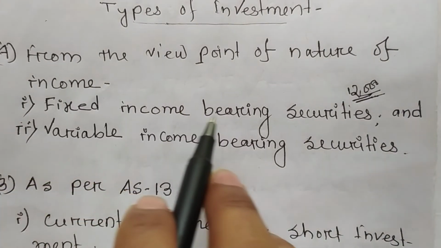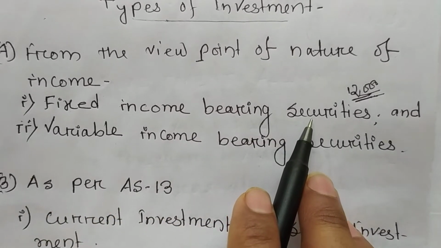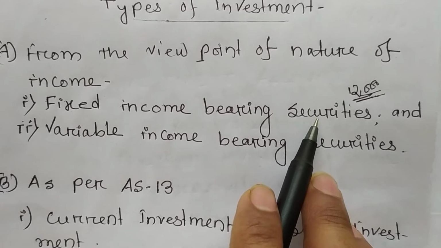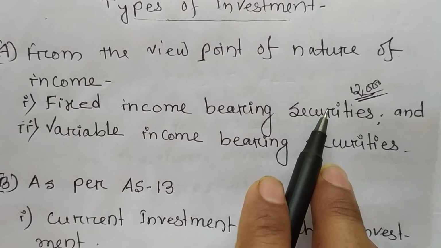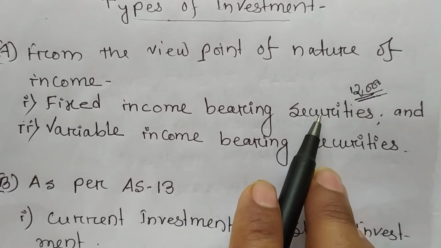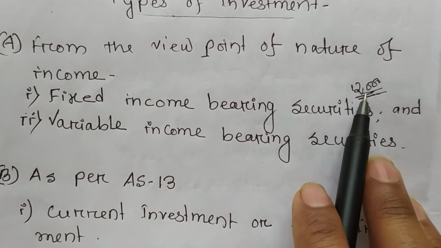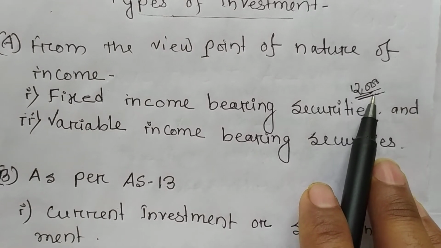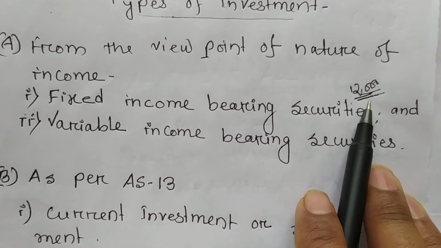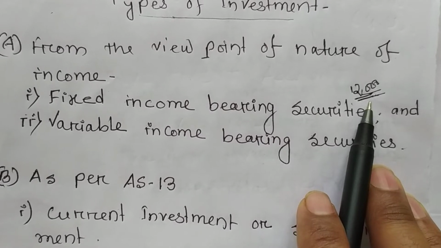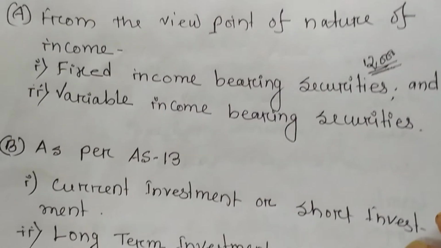Let's look at the fixed income bearing securities. Fixed income bearing securities are those securities from which the holders will get a fixed rate of income or fixed amount of income at different time periods. Say for example, an investor who invests in 12% debentures and earns rupees 12,000 per year. So his income will remain constant at 12,000 per year during the period he holds the securities, and those kind of securities will be called fixed income bearing securities.